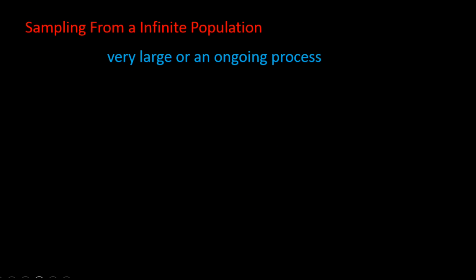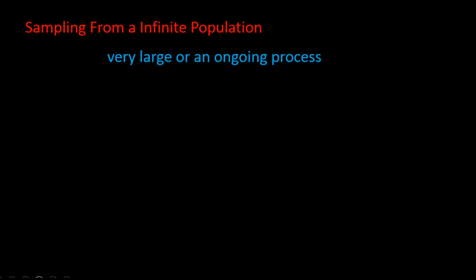An infinite population can be referring to a very, very large population of which we really don't know the number, or an ongoing process such as manufacturing, where the process goes on as long as the machines are running. Since in both of these cases there is no real upper limit for the numbers, we can't generate a list of all the elements from which to choose our sample.